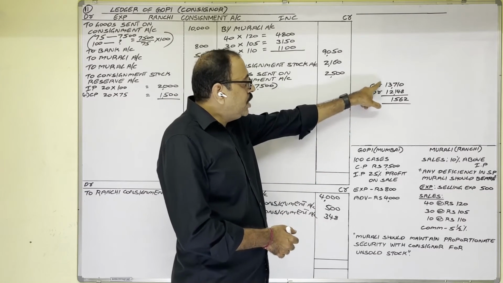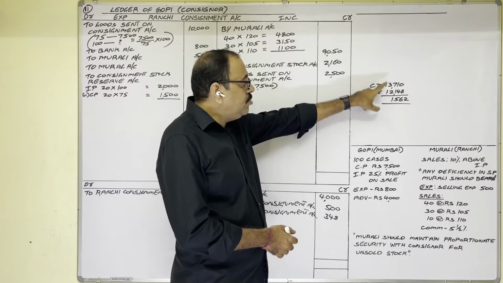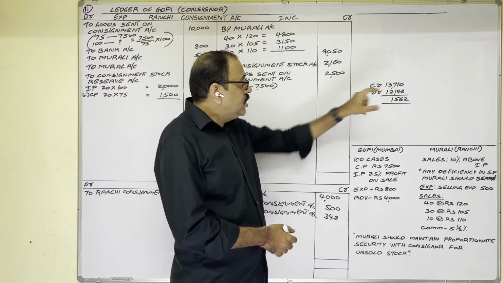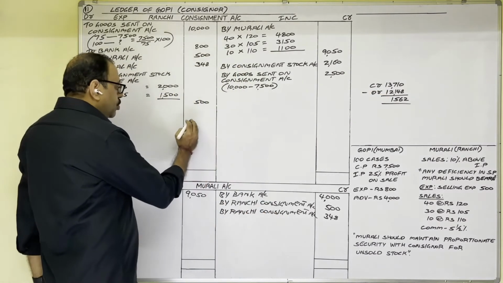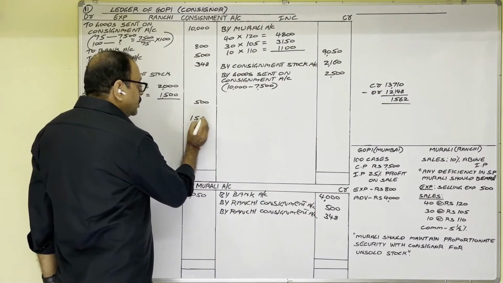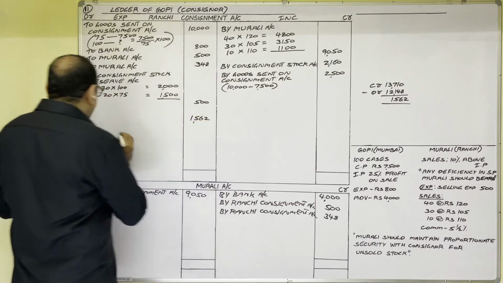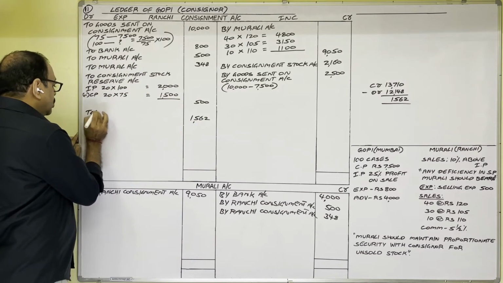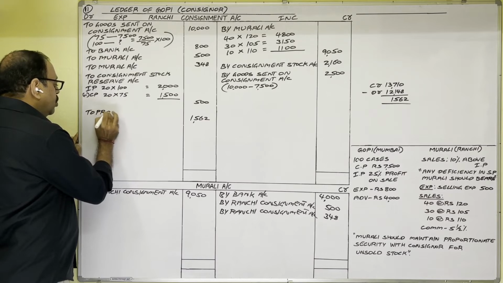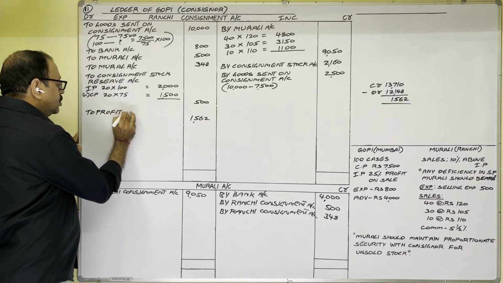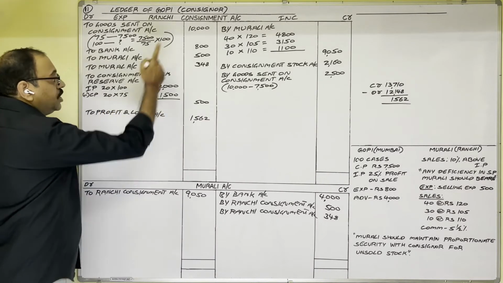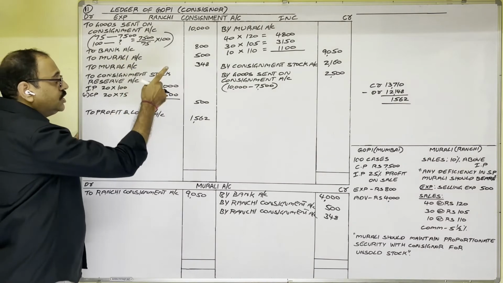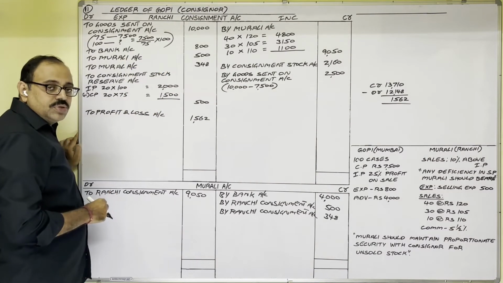Because credit side we wrote incomes, debit side expenditure. Income is more than expenditure. So this profit, debit side we should show, because debit side total is less. And transfer this amount to profit and loss account. So write down to profit and loss account. Means, what is the journal entry for profit? Ranchi consignment account data to profit and loss account.